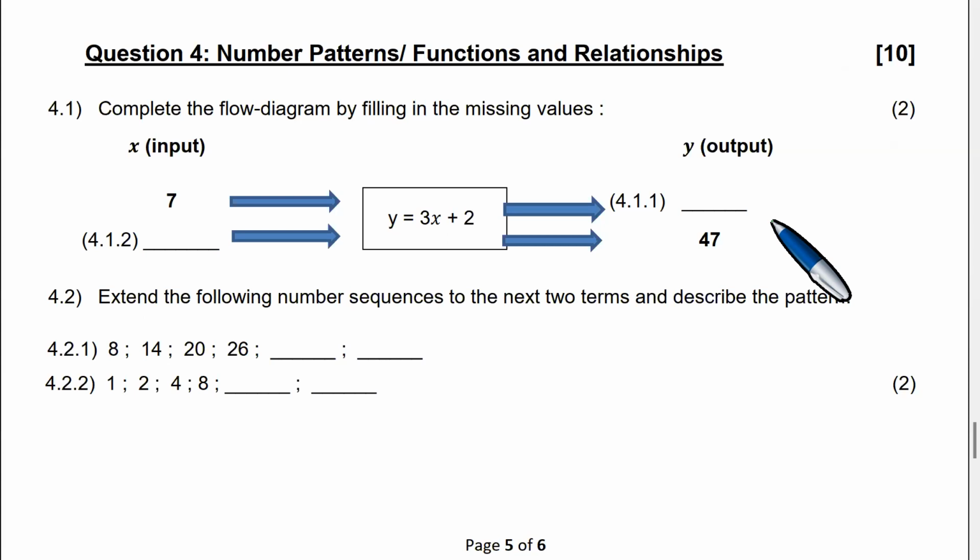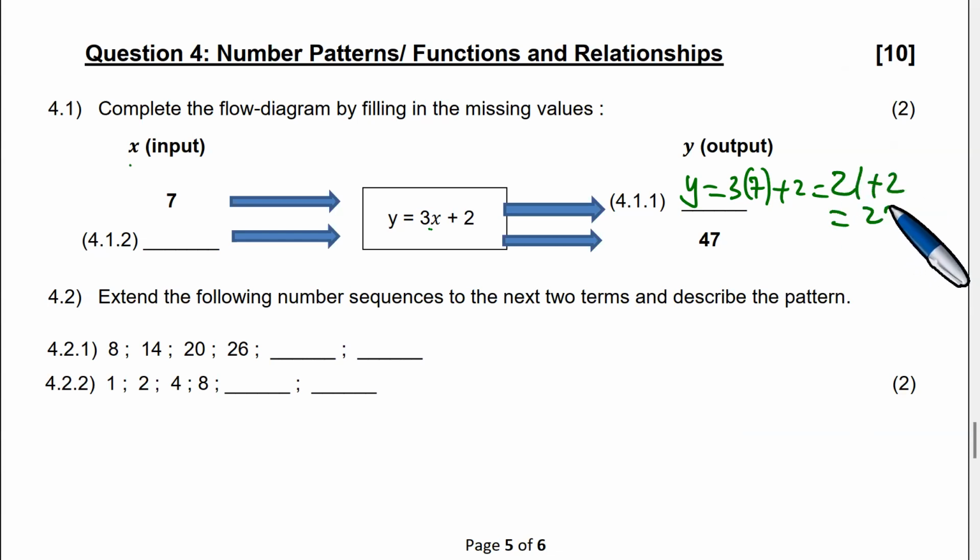39. How did you get it? Wait. So isn't the input there 3x? Isn't it 3x plus 2? Yeah, that's what I said earlier. I said that if the x is 7, you multiply. Oh, multiply. So x is 7, times 3, plus 2. What is 3 times 7? 21. Plus 2. What is 21 plus 2? 23. So it must be 23.